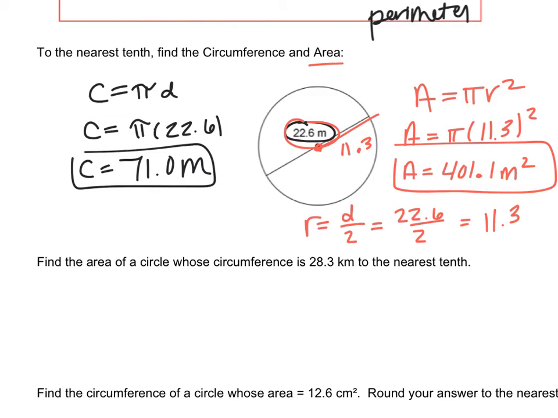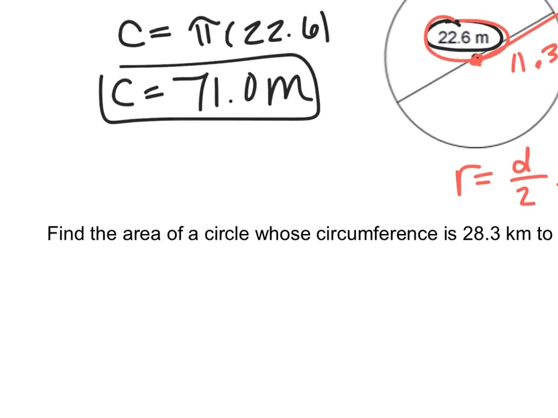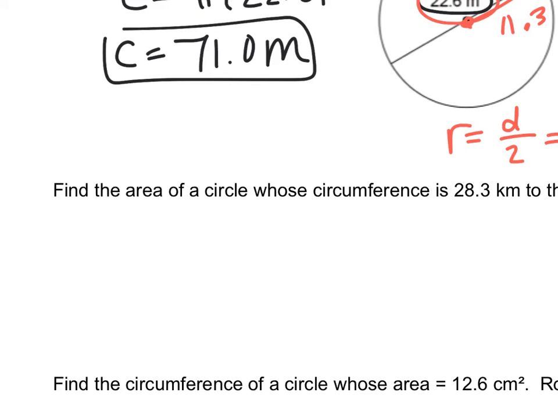Now we're going to go on to the next example, where we have to find the area of a circle whose circumference is 28.3 kilometers to the nearest tenth. So the first thing we're going to do is write down the area formula. So area equals pi r squared. I'm going to substitute in my radius. So it equals pi, oh wait, I don't know what my radius is. But here's what I do know. I know my circumference is 28.3, so I actually just solve for my radius.